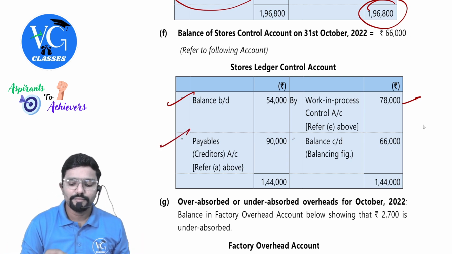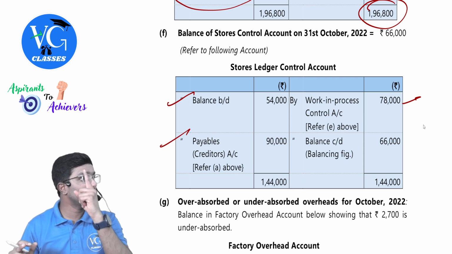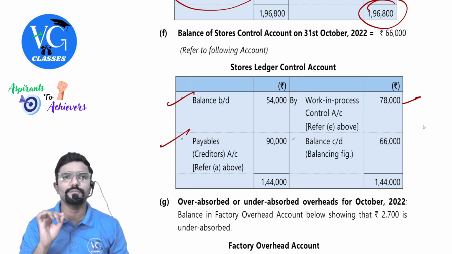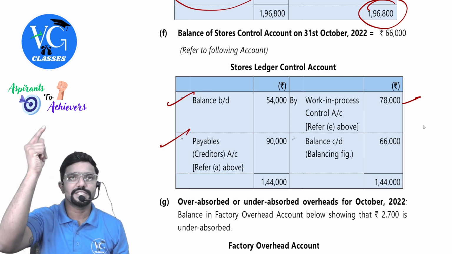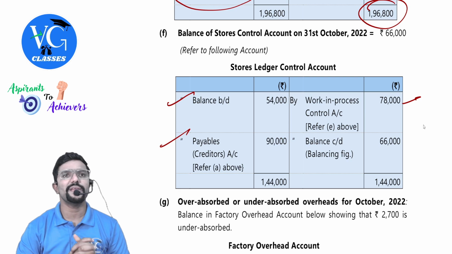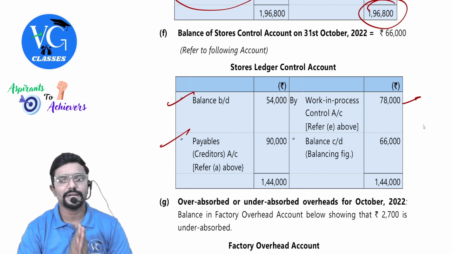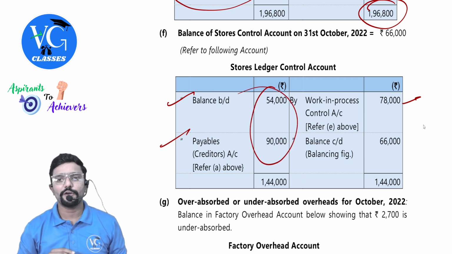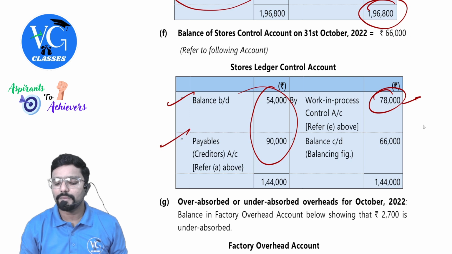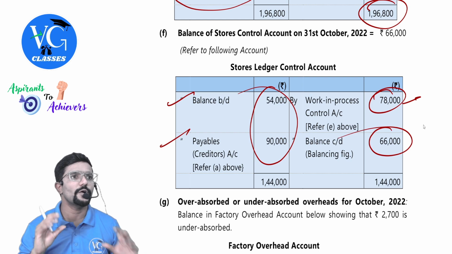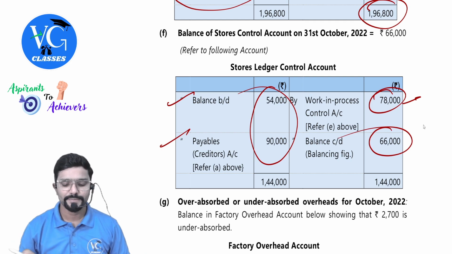Okay, sir. Then purchases, we have recorded 90,000. We found out there 90,000 is the purchases. So for purchase, what is the entry? Stores ledger to creditors or payables. Correct? Because we are assuming it to be credit purchase. Clear? Yes. So now what is the balancing figure? Add up the debit side. You will get 144 minus 78. So the balancing figure is 66,000, which is closing stock of raw materials.